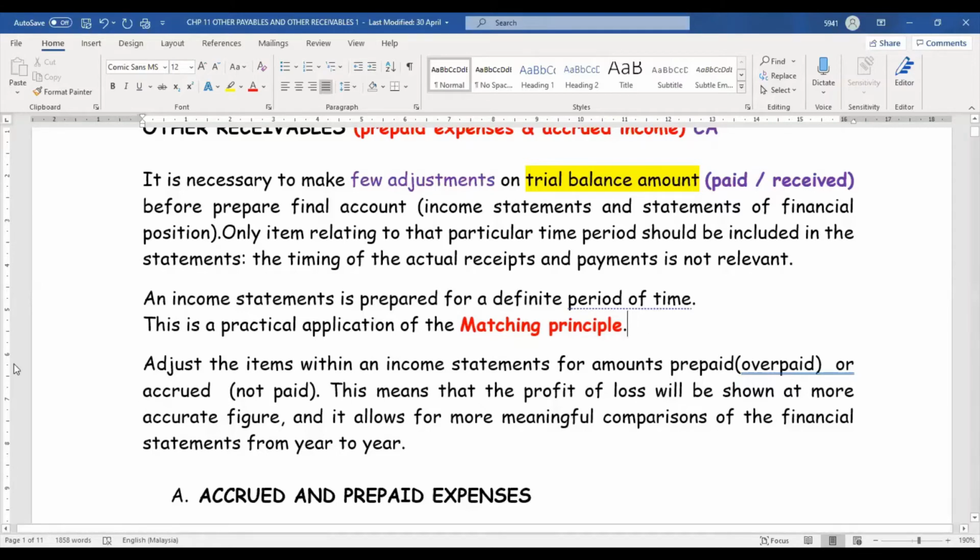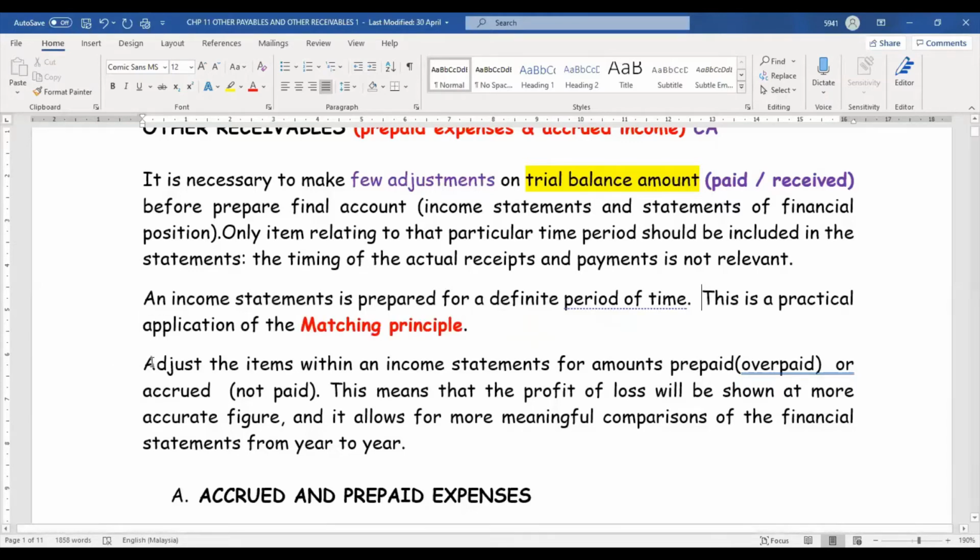So we continue to these notes. Adjust the items within the income statement for the amount prepaid. What is prepaid? Prepaid means overpaid. Or accrued. Accrued means you're supposed to pay, but you haven't paid. We call that not paid. That's accrued. This means that the profit or loss will be shown at a more accurate figure.